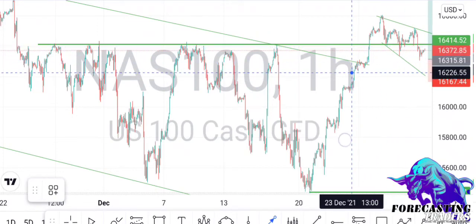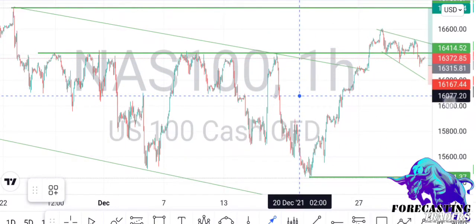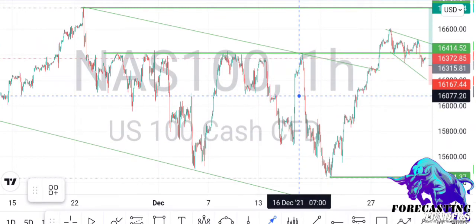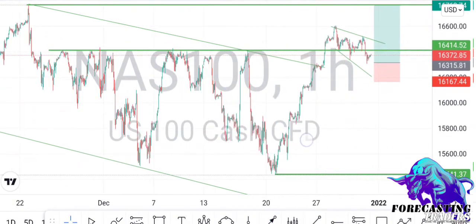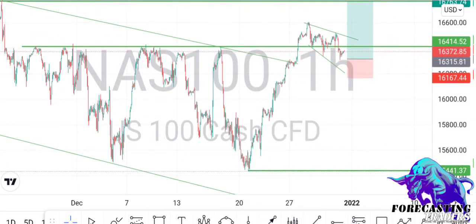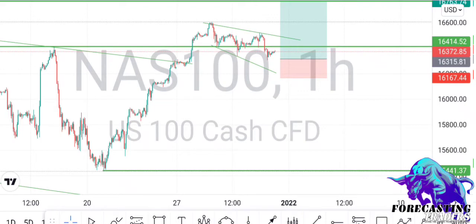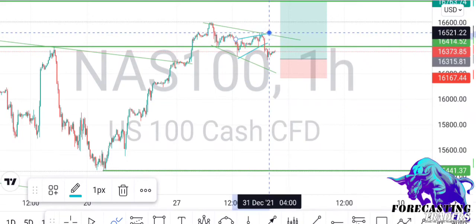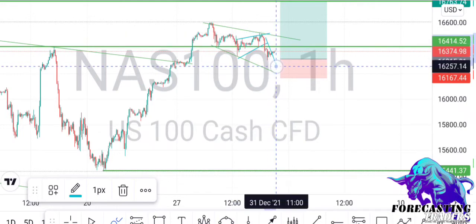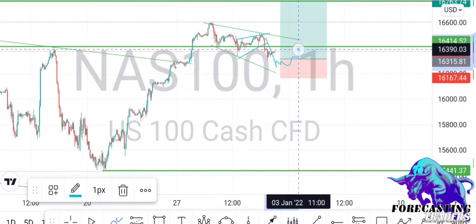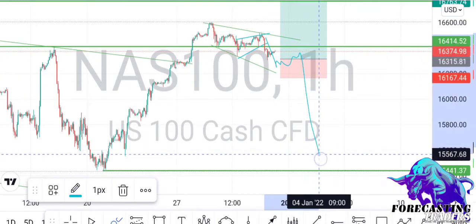So what we can say might happen here as a possibility is that, let's just use this. Here we might be having this as a correction, and then we are still going to the downside, another correction to this level, and then push to the downside.